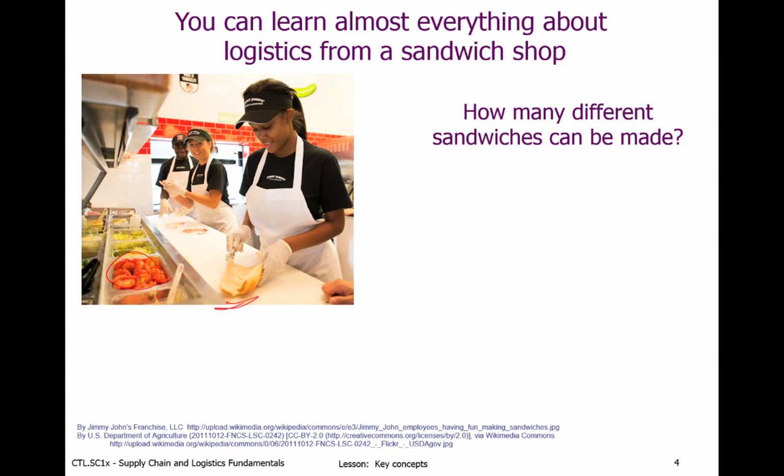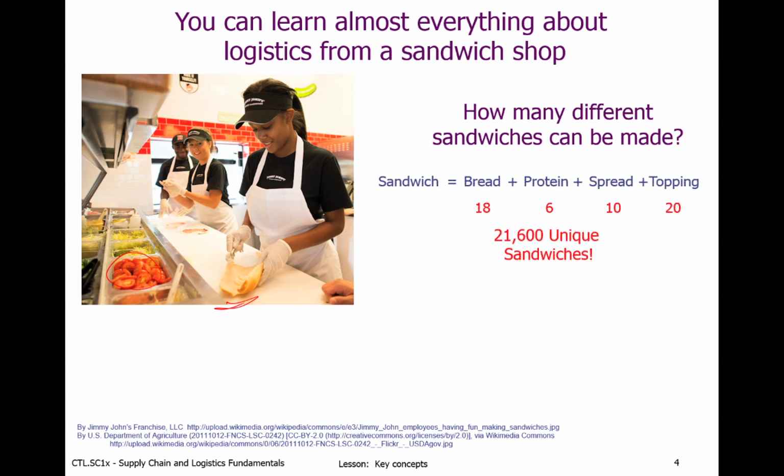So I went in a little while ago and looked at the different types of sandwiches that they can make. If you figure a sandwich consists of some kind of bread, some kind of protein, whether a meat or something, some kind of spread, and some toppings. In this store, they had 18 different breads, 6 different types of protein, turkey, chicken, and things like that, different types of spread, whether it's mayonnaise, tomato, whatever, and different toppings, whether it's lettuce, tomato, all those different things. If you combine those, that's 21,600 unique sandwiches that can be made.